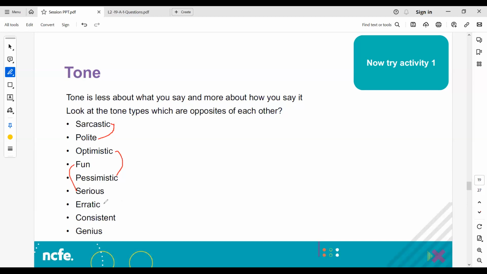Genius. So erratic and consistent are opposite each other. Good. Yeah. So erratic and consistent. Okay, so consistent, it's well thought through. The argument that the writer's making throughout the text follows through. Erratic would be the opposite. It's all over the place. It doesn't even make sense because it's all over the place. So that would be the opposite. And then we've just got that one word left, genius.